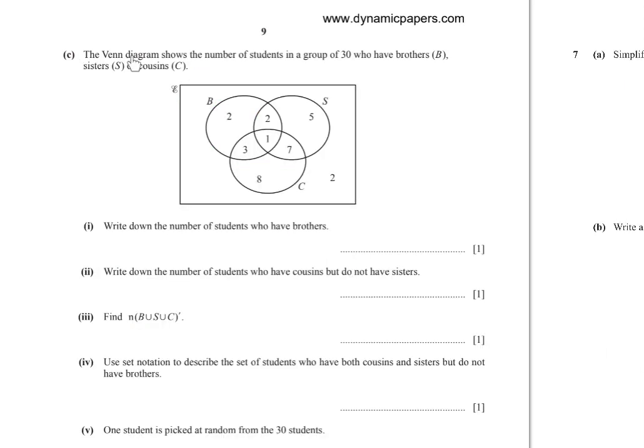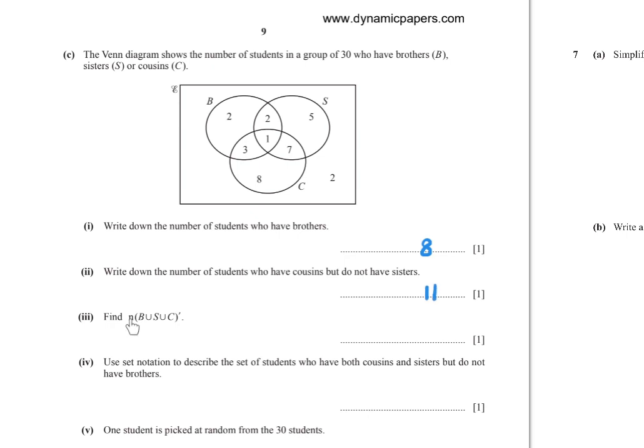Now see, the Venn diagram shows the number of students in a group of 30 who have brothers B, sisters S, or cousins C. Write down the number of students who have brothers. So, have brothers: 2 plus 2 plus 1 plus 3, so 8. Write down the number of students who have cousins but do not have sisters. Cousins but do not have sisters, so this region. 3 plus 8, 11.